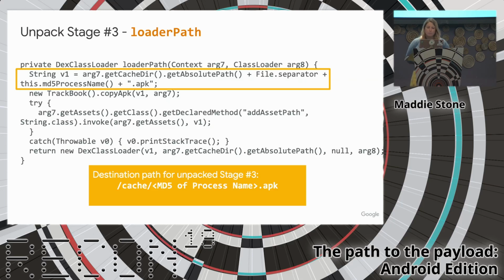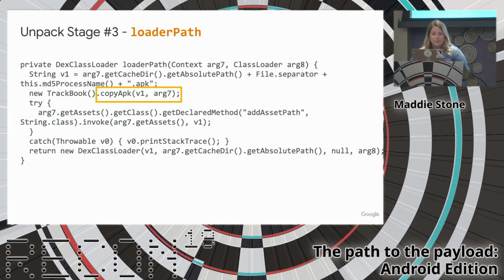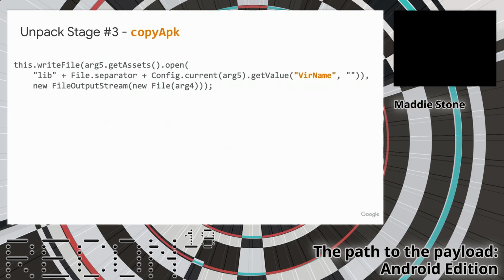And again, this time, they're using another custom destination construction. It's not the same one we saw for stage 2, which adds another level of complexity to any signaturing or automatic detections. So what they're doing is writing this to the cache directory, and the name of the file will be the md5 of their current process name .apk. And so copy APK is where we're going to actually unpack and get this file from.